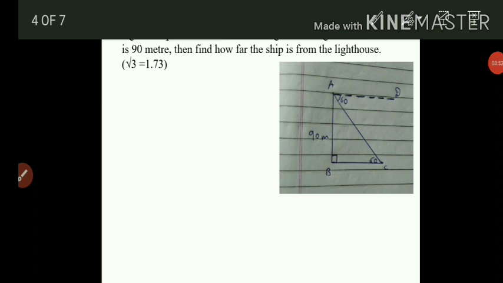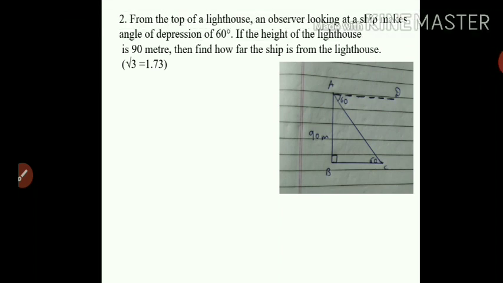Now the next question is, you can see, from the top of a lighthouse, an observer looking at a ship makes an angle of depression of 60 degrees. If the height of the lighthouse is 90 meters, then find how far the ship is from the lighthouse, that is, in bracket the value given √3 is 1.73.